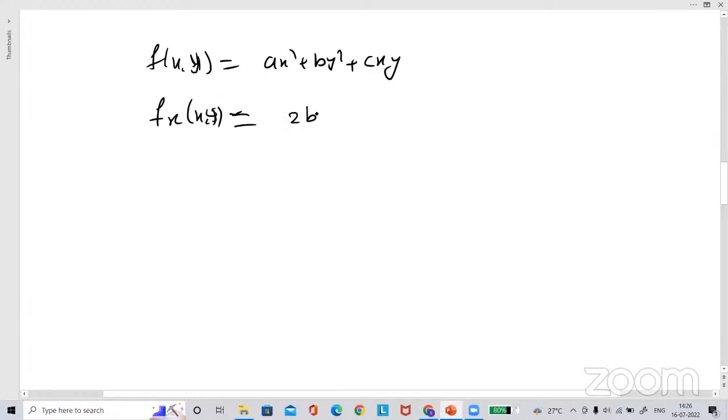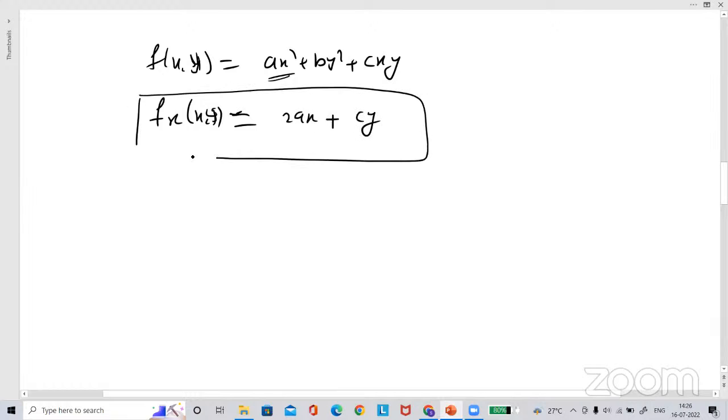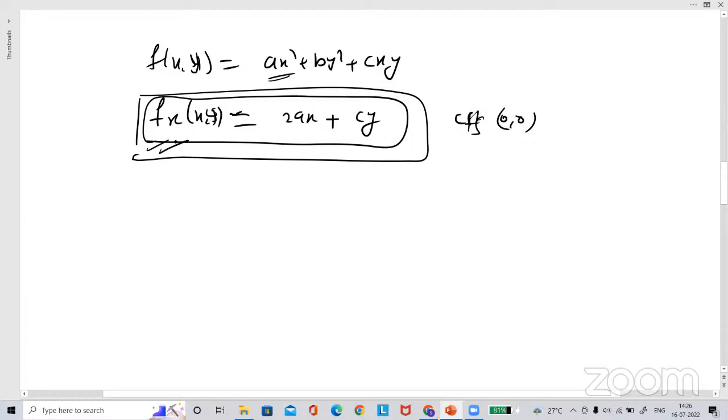Suppose we have a function f of xy equal to ax square plus by square plus cxy. So the partial derivative with respect to x, what will it be? 2ax plus cy. So this is your function. Now the question is whether the partial derivative with respect to x is continuous at 0, 0 or not. So now your function is changed. Now this is your function. You have to check continuity for this function.